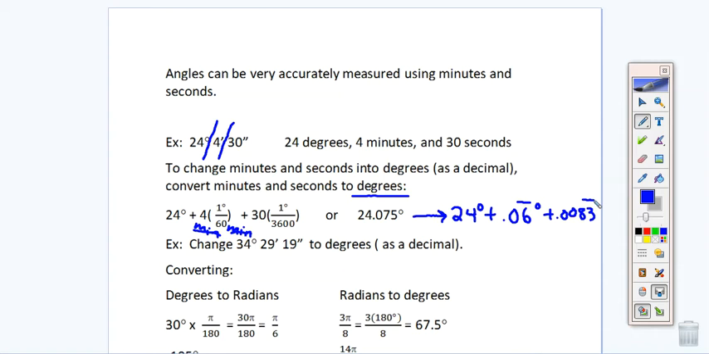Yep. Okay. You guys try this on your own then. Change 34 degrees, 29 minutes, 19 seconds to degrees as a decimal. Let's go about 2 or 3 places out, okay? So take a minute. If you get stuck, check with someone. If you guys aren't sure as a group, raise your hand. I'll come around and help you out.